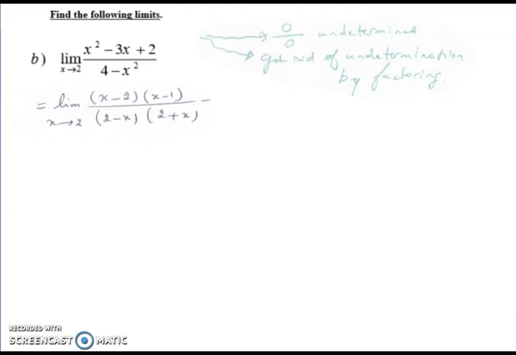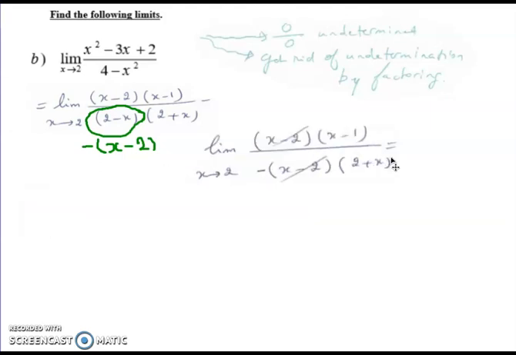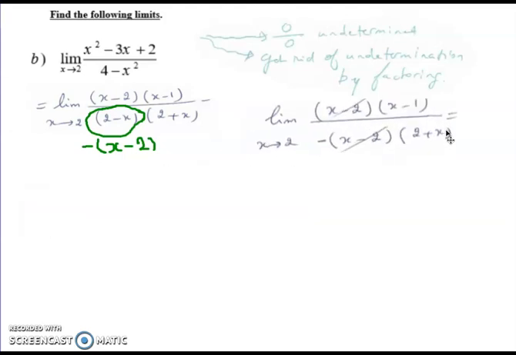But now we don't have a common factor. We need to get the common factor. The denominator, 2 minus x, is the opposite of x minus 2. So this is 2 minus x. It's minus into x minus 2 because it's the opposite of x minus 2. So I can write the function as limit of x minus 2 into x minus 1 over minus x minus 2 times 2 plus x.